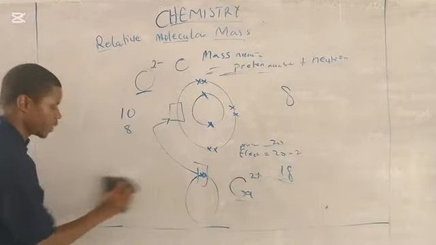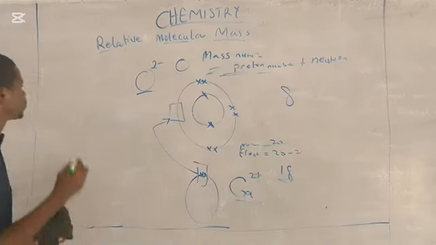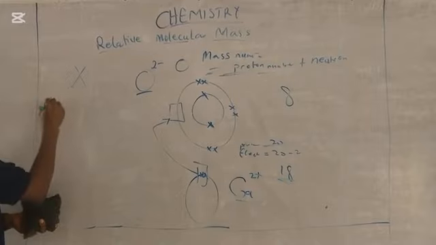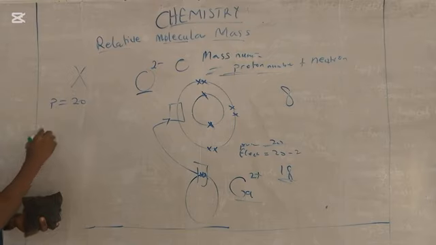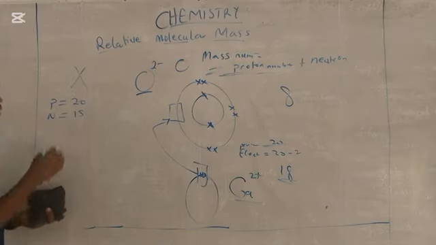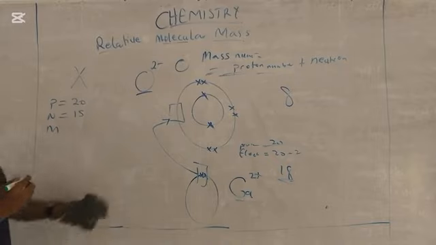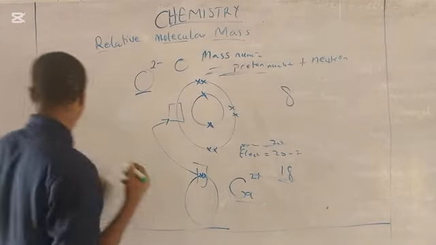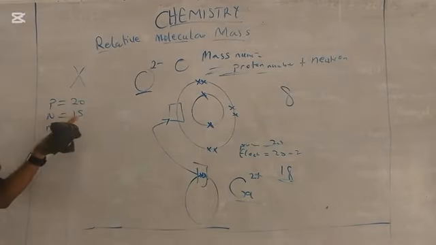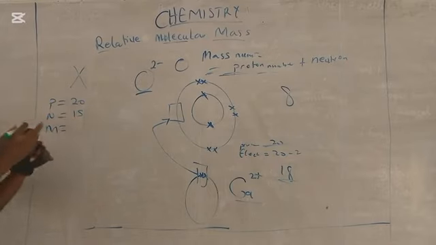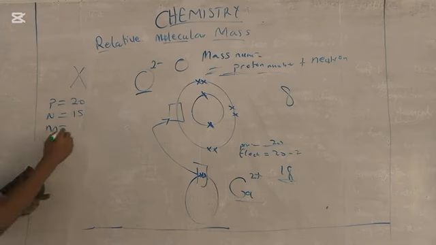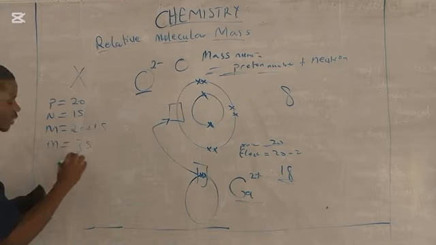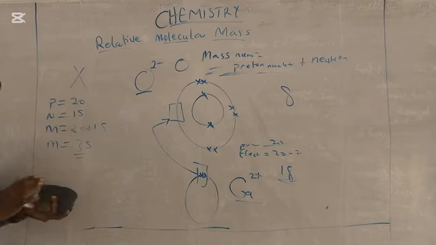Okay, let's take, for example, we're asked to find the mass number of an atom X. They gave us the proton number, let's say 20, and the neutron number to be 15. And they say find the mass number. We already know the formula: mass number is equal to proton number plus neutron number. So we have the proton number to be 20, and the neutron number is 15. Getting the mass number is very simple. The summation of the proton number and neutron number gives us the mass number. So we have 20 plus 15. So our mass number is equal to 35. That's all. So you see the calculation is very simple.